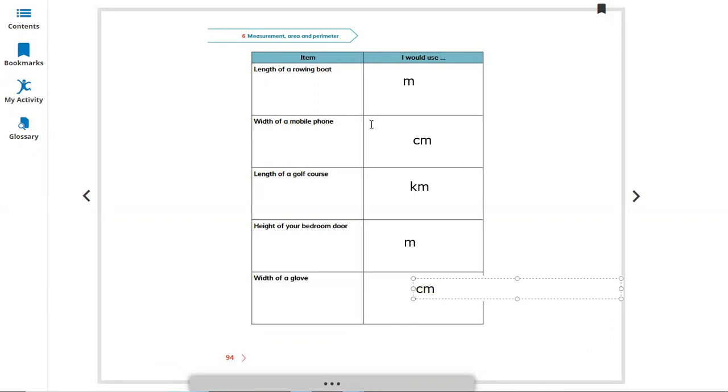So we can use different measurements for different items. Kilometer, you can see here, is for long distance or big places. Then meter, then centimeter for small items like gloves and mobile phone width. Like this, we are using centimeter.